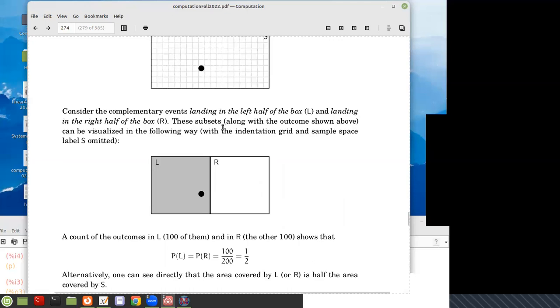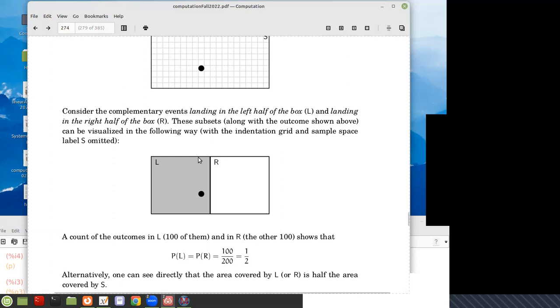So I can visualize this as in the left box here, there are going to be 100 little squares, and on the right 100. The event would be I throw the marble into this box and it lands in one of these 100 spaces on the left. That would be the event left, so the probability that it's in the left is going to be 100 over 200, or 1/2.